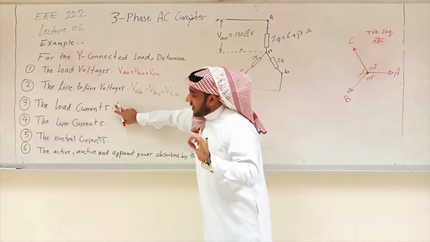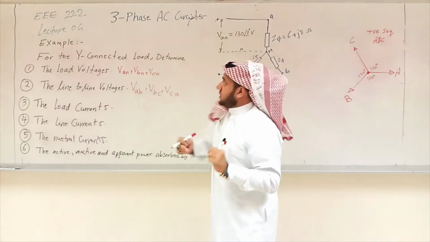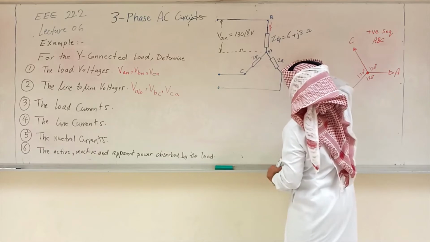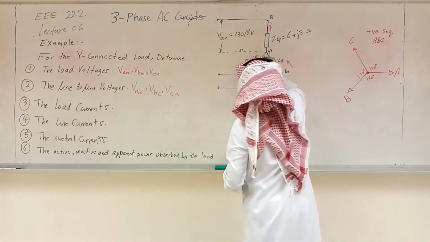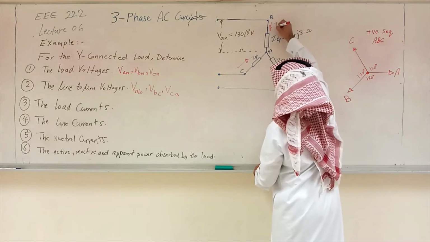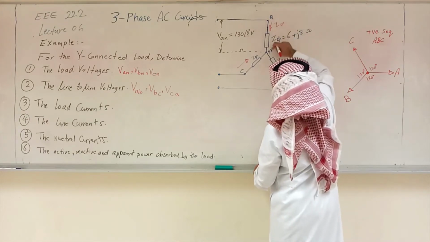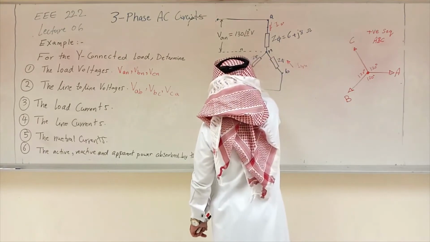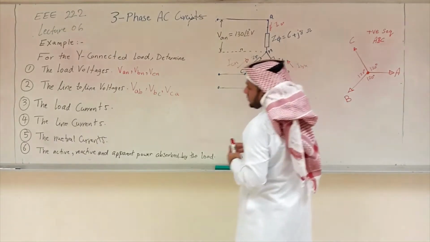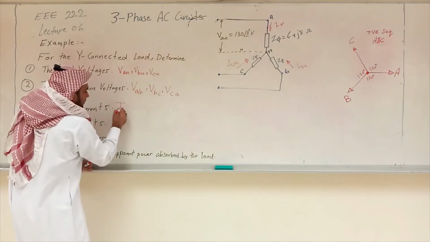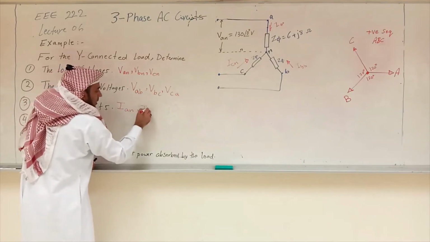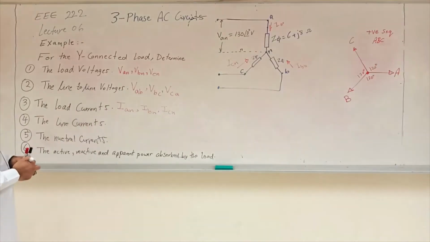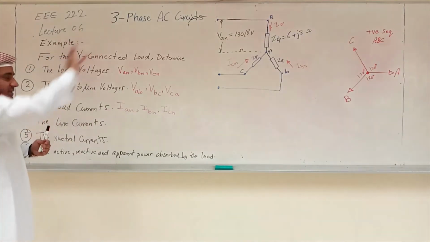The load currents are the currents flowing in the load itself. So it's basically this current goes to this load, and there is a current going in that load, and the current going in that load, right? What we call these currents is IAN because it goes from A to N. This is IBN, it goes from B to N, and this one is ICN because it goes from C to N. So what we're looking for here is IAN, IBN, and ICN. Okay? These are the load currents or the phase currents.